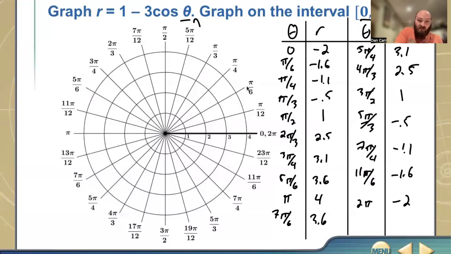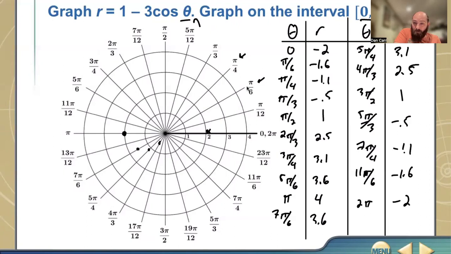So it starts at 0, negative 2. I would go to 0 here, but because it's a negative 2, I'm going to go in the opposite direction. So here's my first point that I'm plotting. Then at 30 degrees it's negative 1.6, so instead of being here at pi over 6, it goes 1.6 about right here. It's going to map onto 7 pi over 6. The next one is negative 1.1, so it's right here when I plot that point, going opposite of the pi over 4. Negative 0.5 is going to line up here with my pi over 3, so that goes right here.